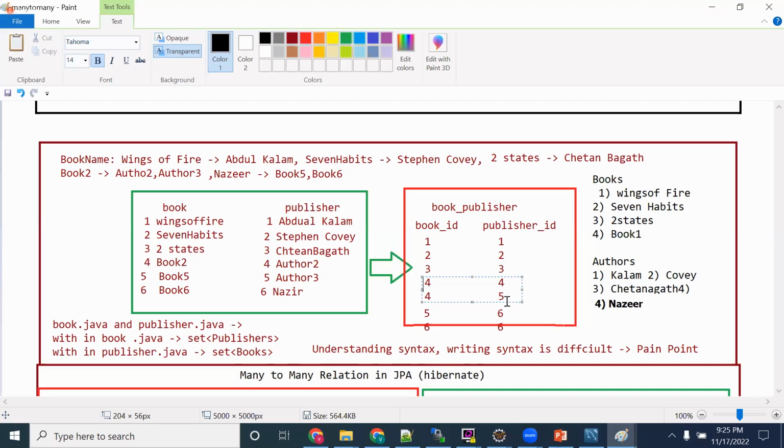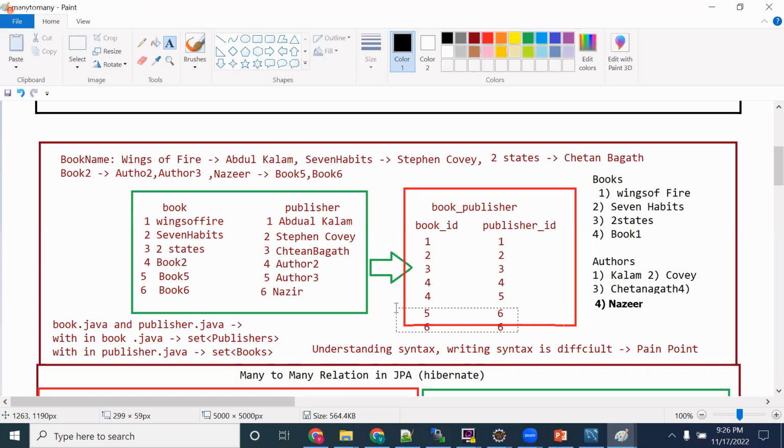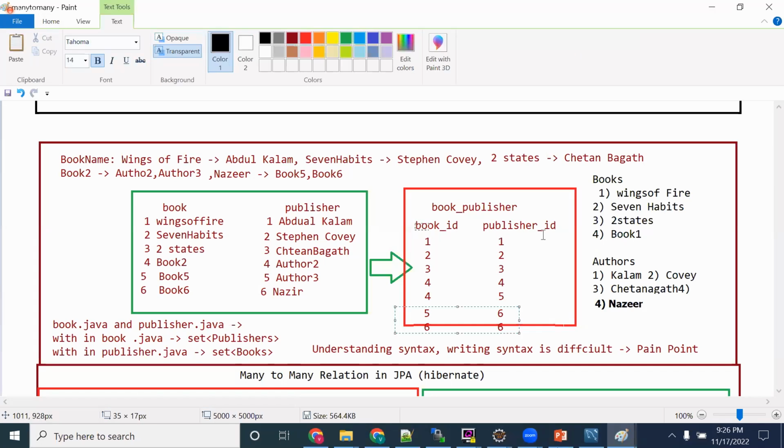Next, the author wrote two books, book 5 and book 6. Now from our publisher to book: 5 comma 6, 6 comma 6. Here it is one to many from book to publisher, and here one to many from publisher to book. That's why we are taking a composite primary key of book_ID plus publisher_ID.